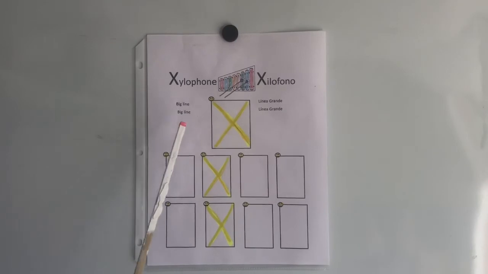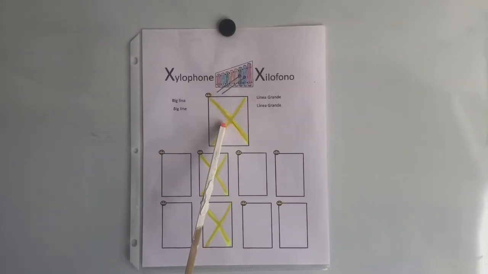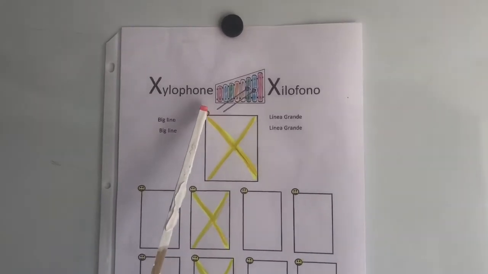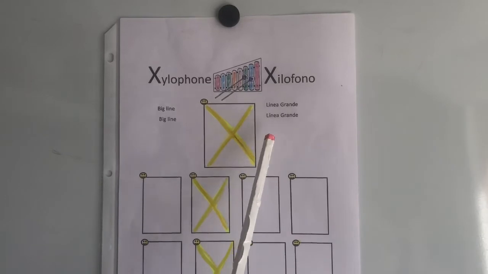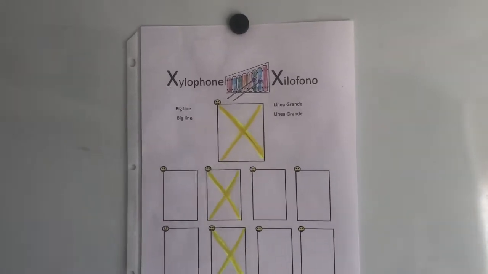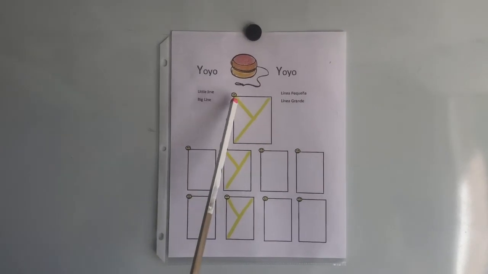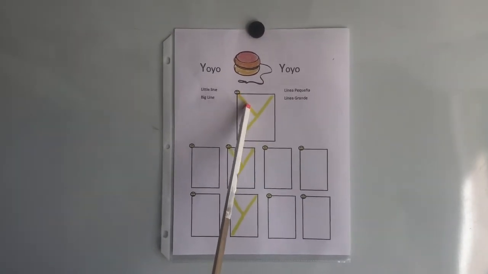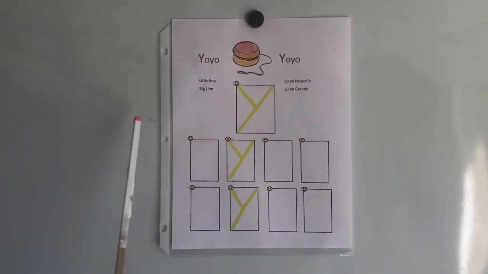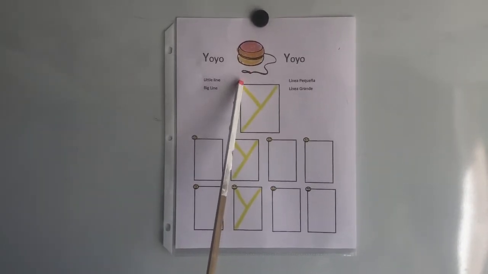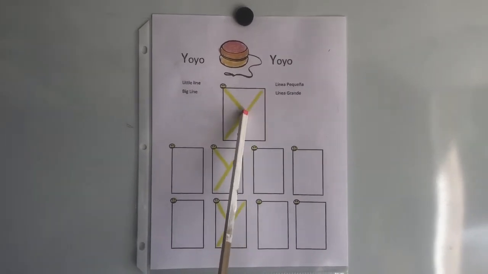For the letter X, we start in the starting corner. Big line. Por la letra X, vamos a empezar aquí en la esquina de empezar. Línea grande. For the letter Y, start in the corner, little line, big line. Por la letra Y, vamos a empezar en la esquina de empezar. Línea pequeña, línea grande.